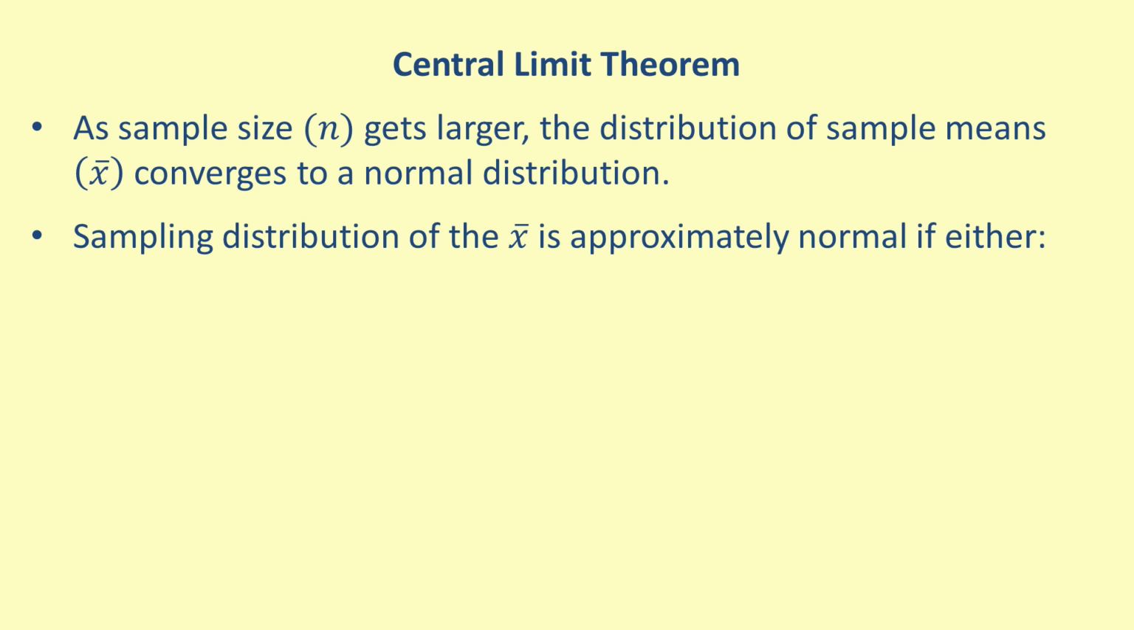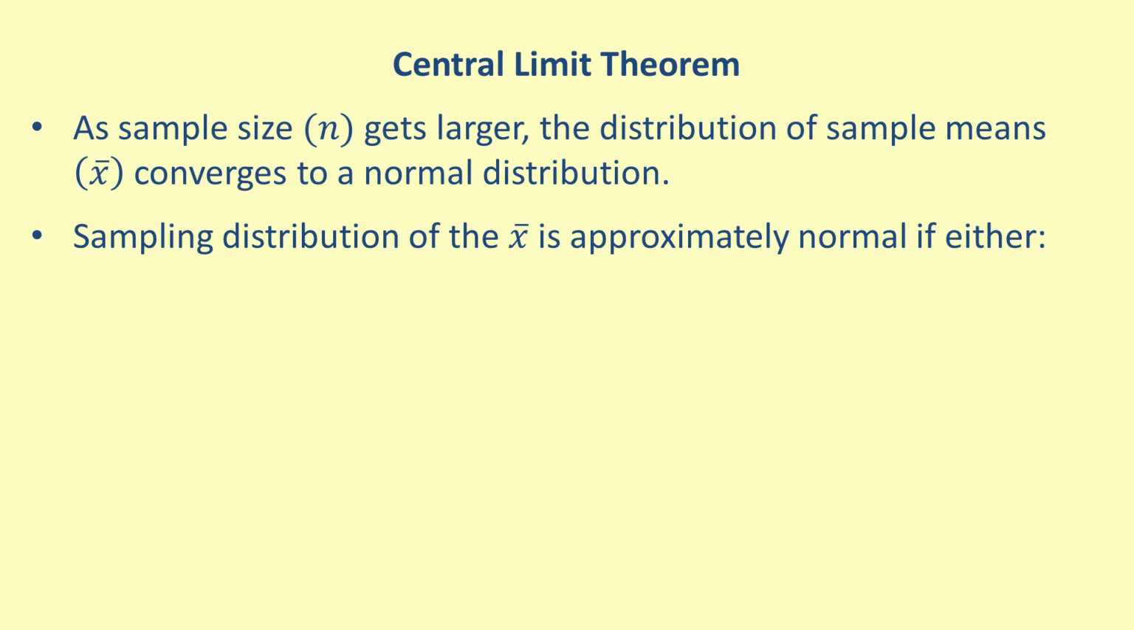The central limit theorem gives us information about the sampling distribution of the sample mean. Remember that if you took every possible sample of size n from a population and found the mean of each sample, the distribution of those sample means is the sampling distribution of the sample mean. The central limit theorem states that when you draw a random sample from any population, as your sample size n gets larger, the distribution of the sample means will converge to a normal distribution.